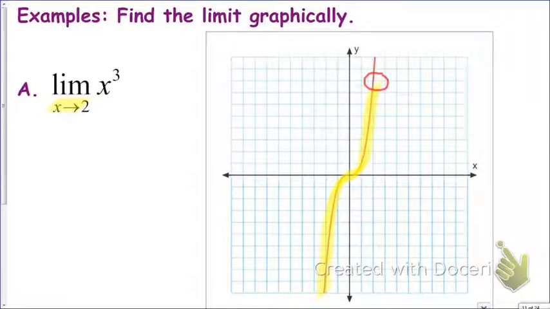Now let's check the right. Even though most of the right side is cut off, you will see that we are approaching the same exact y value from the right-hand side of our function as well. So the limit as x approaches 2 of the function x cubed is this y value right there, which is 8.